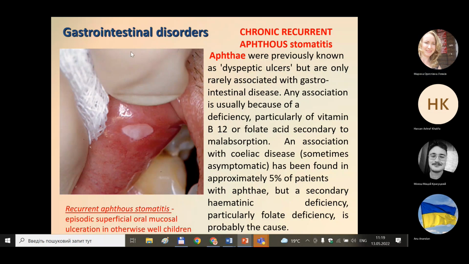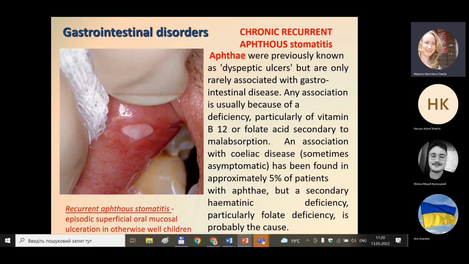Gastrointestinal disorders could have their oral symptoms in the form of chronic recurrent aphthous stomatitis. When I say gastrointestinal disorders, I mean all parts of the gastrointestinal tract, both stomach and liver, whole bile, so everything that is included in the gastrointestinal tract. Chronic diseases of the gastrointestinal tract will manifest in the oral cavity with chronic recurrent aphthostomatitis in the majority.